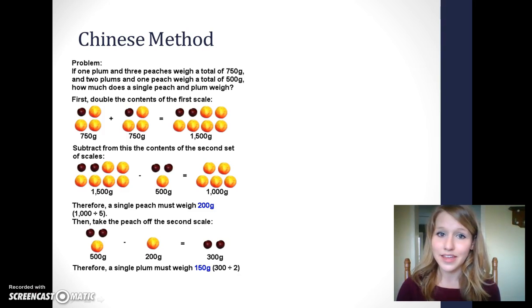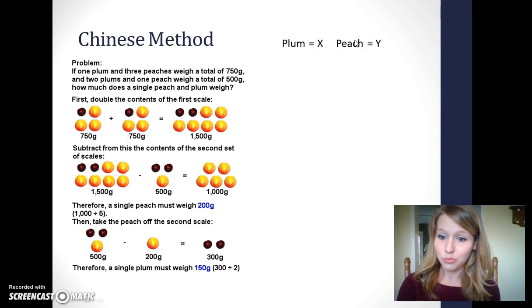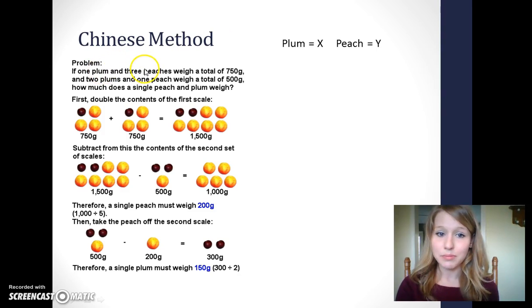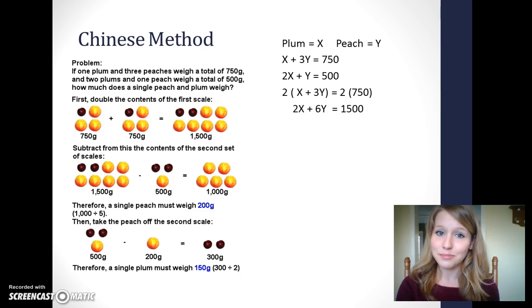So if we want to look at how they used the second method in a more algebraic sense, we can make the plums equal to x and the peaches equal to y. So if we have 1 plum and 3 peaches that weigh 750 grams, we can say x plus 3y equals 750. And if 2 plums and 1 peach weigh 500 grams, then we can say 2x plus y equals 500. So looking at their first step, they double the contents of the first scale. So our first scale can be our first equation. So when we double our first equation, we get 2x plus 6y equals 1,500.